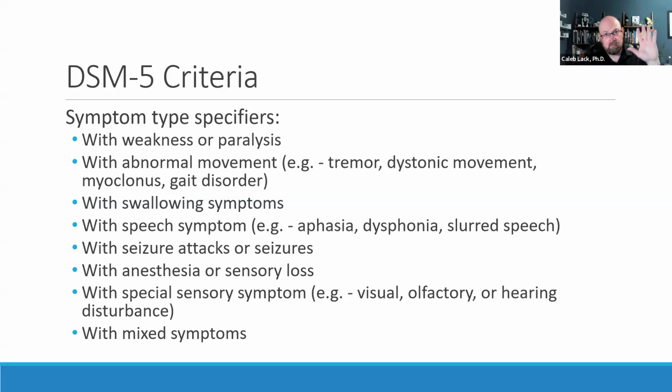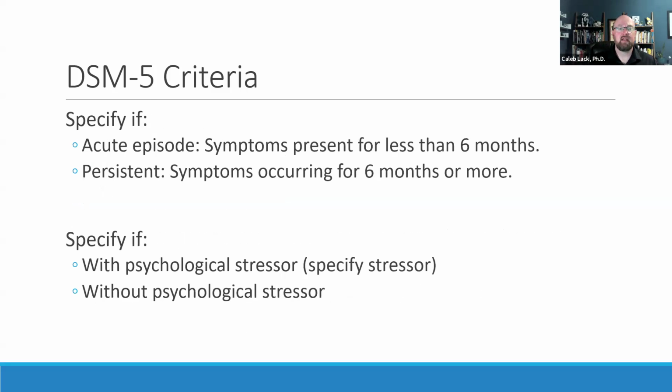So the DSM criteria wants you to specify what kind of symptom it is. And then it has two more specifiers as well. The first of those is kind of timeline, right? So is this more or less than 6 months of presentation? And then the second is, is there an identifiable psychological stressor preceding the development of these symptoms? And you could say that either with or without there.